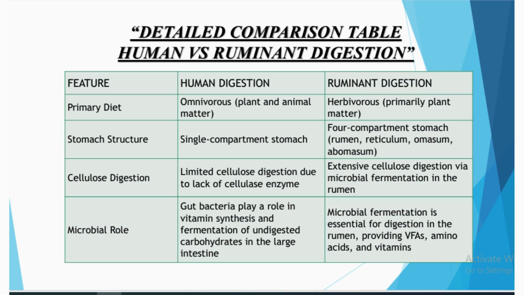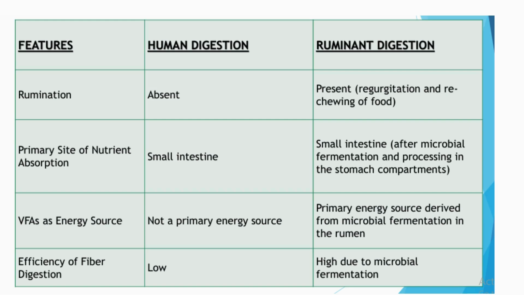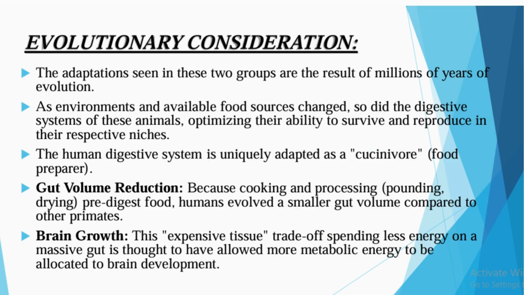This chart shows a detailed comparison table between the human and the animal digestive system on the basis of four different features, which are the primary diet, stomach structure, cellulose digestion and the microbial role. Other features are rumination, primary site of nutrient absorption, energy source and efficiency of fiber digestion.